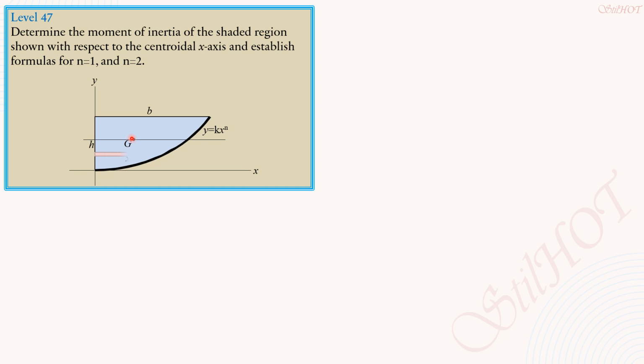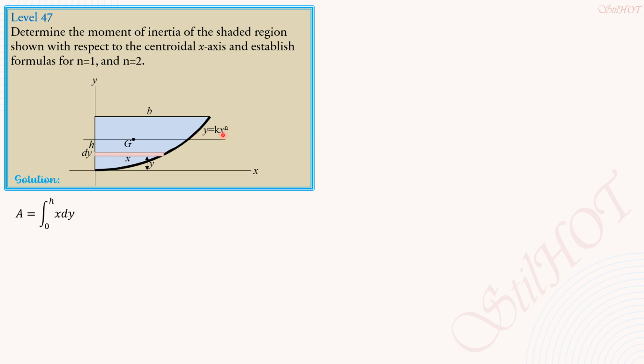That's the centroid. Let's also derive the y coordinate of the centroid. So the length of the strip is x, thickness dy, and the distance of the strip from the x-axis is y. Therefore, area equals x dy, or area is integral of x dy, or dA is x dy. So area equals integral from 0 to h, y is the variable here, of the area of the strip, which is x times dy.